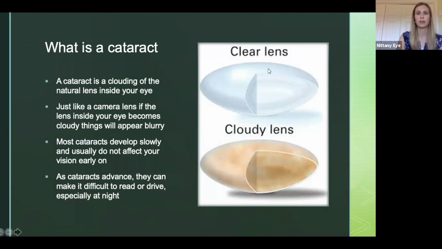So here's a little diagram over here. This is a clear lens. This is what it should ideally look like. And then as a cataract develops, it starts to take on a yellow color and become a little bit cloudy.